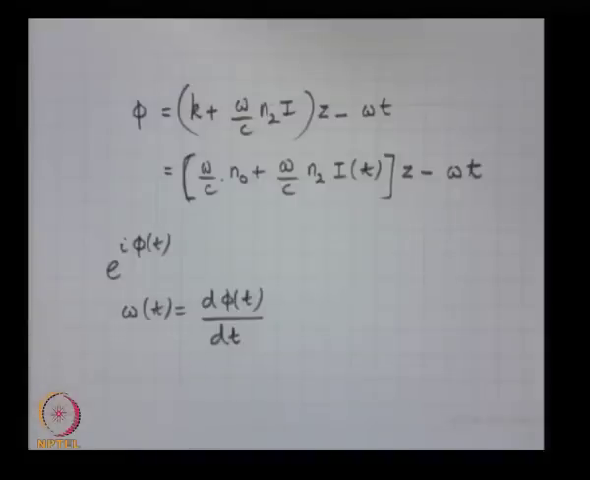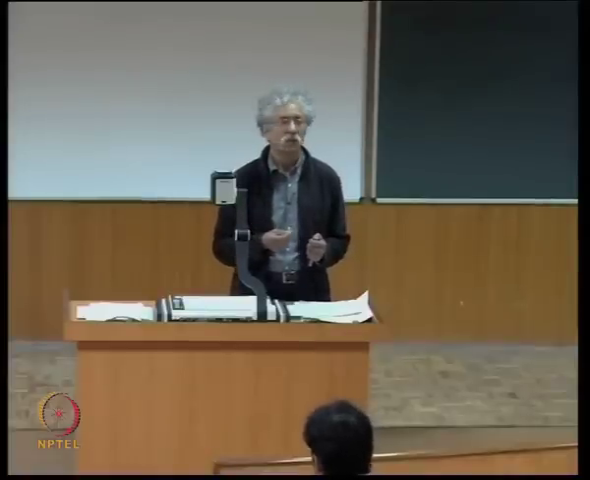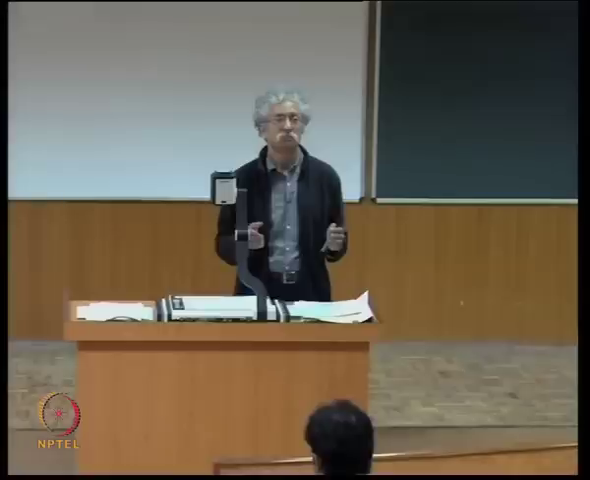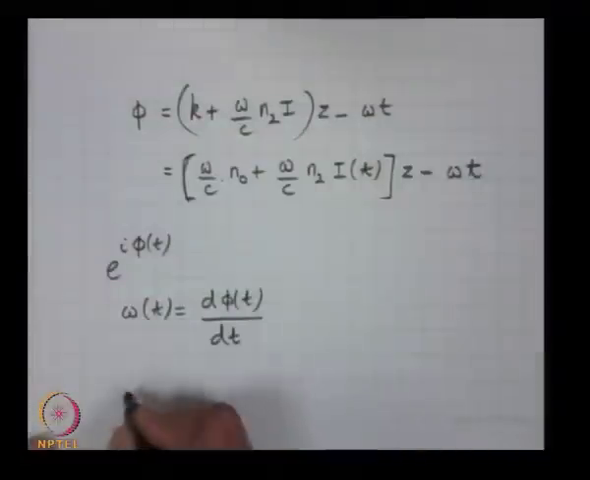If phi of t is not a linear function of time, then d phi by dt is not a constant, and the instantaneous frequency of the pulse will change with time. That means within the pulse, the frequency does not remain constant. Have you heard of a pulse like this? What is such a pulse called? Chirped pulse.